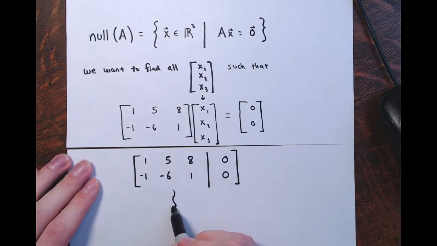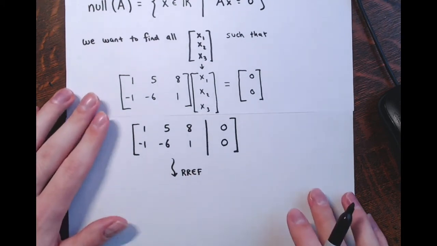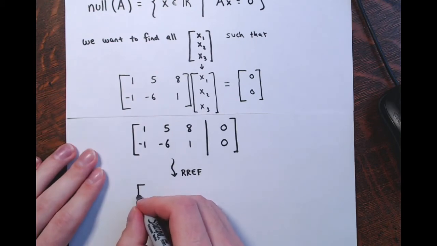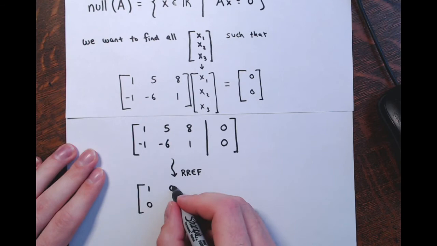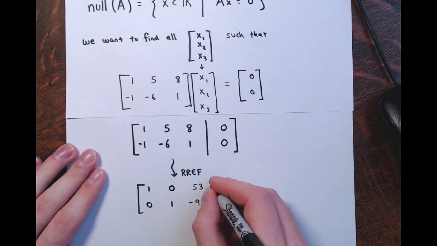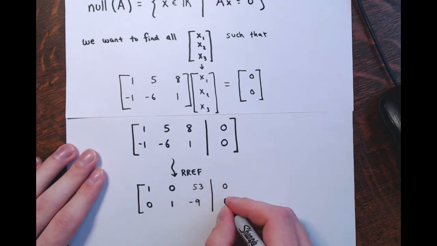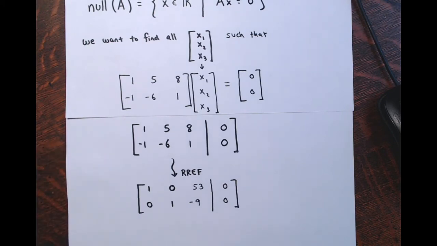Now, I already did this earlier in the video, this particular matrix. So this in reduced echelon form looked like this. You had 1, 0 first column, 0, 1 second column, and then the third column was 53, negative 9. And again, the other side, that column of zeros, would stay a column of zeros. And again, we're just solving for this x1, x2, and x3 here.